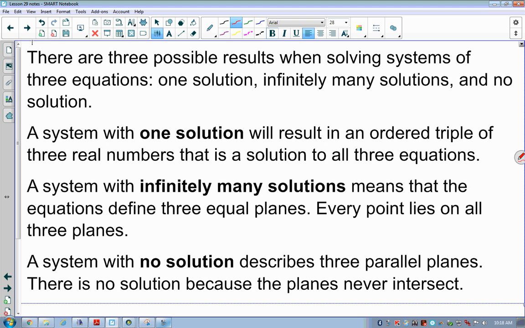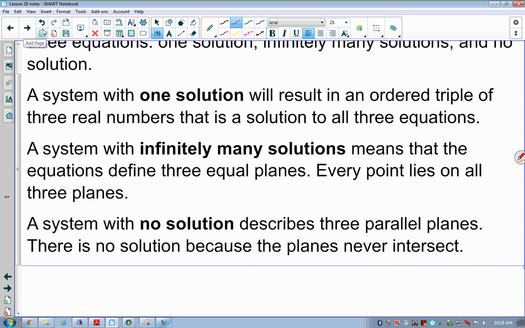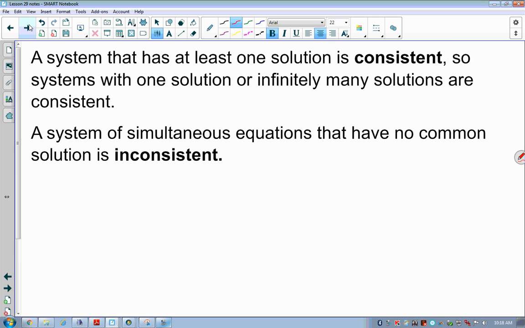Or if there's no solution, it's a system with no solution. It describes three parallel planes. There's no solution because the planes never intersect. Kind of like files in a filing cabinet. Okay, a system that has at least one solution is called consistent. A system where they're all parallel is considered inconsistent. Those are the only two things we really have to worry about here.